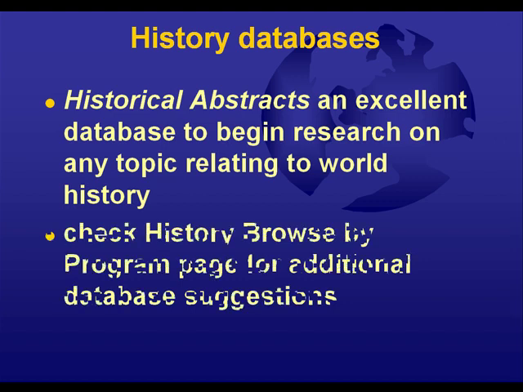Historical Abstracts is the first place to search for scholarly journals relating to world history. The database contains hundreds of thousands of citations from thousands of journals. In addition, you may consult other online databases listed on the History Browse by Program page, such as America History and Life, JSTOR, or Project Muse.